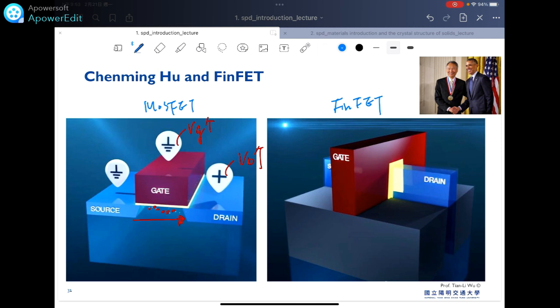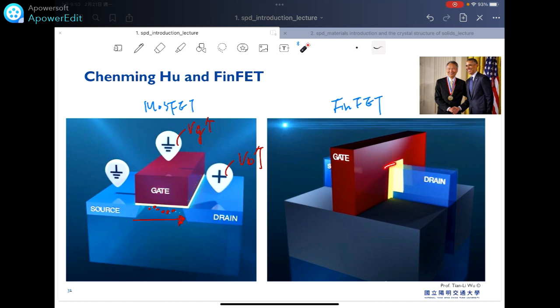Although you have seen in the literature or the news that we are considering the nanosheet, nanoribbon, or even nanowire, that's still quite difficult for major production. And therefore, in this case, the FinFET is still the dominant technology so far. You can see the gate completely covers the channel in a three-dimensional way here.